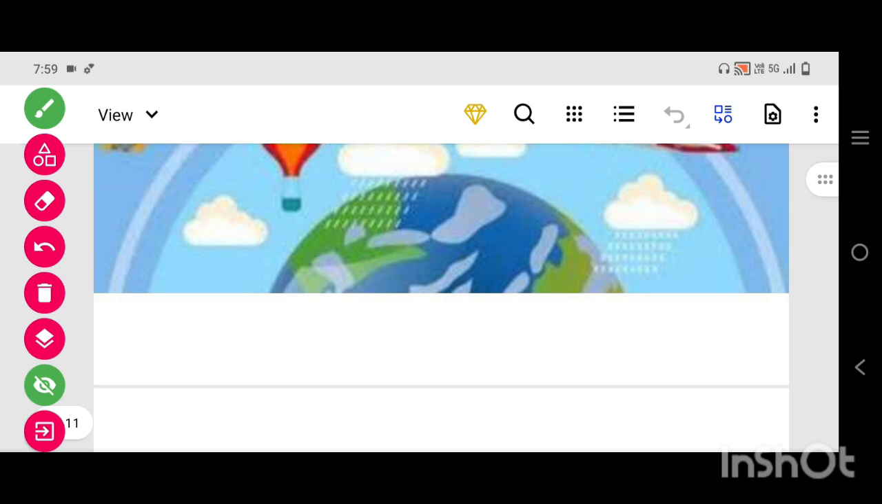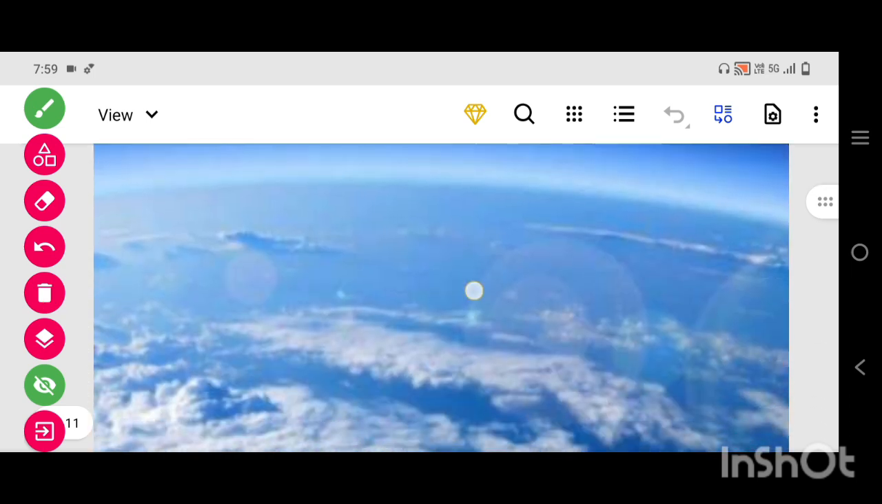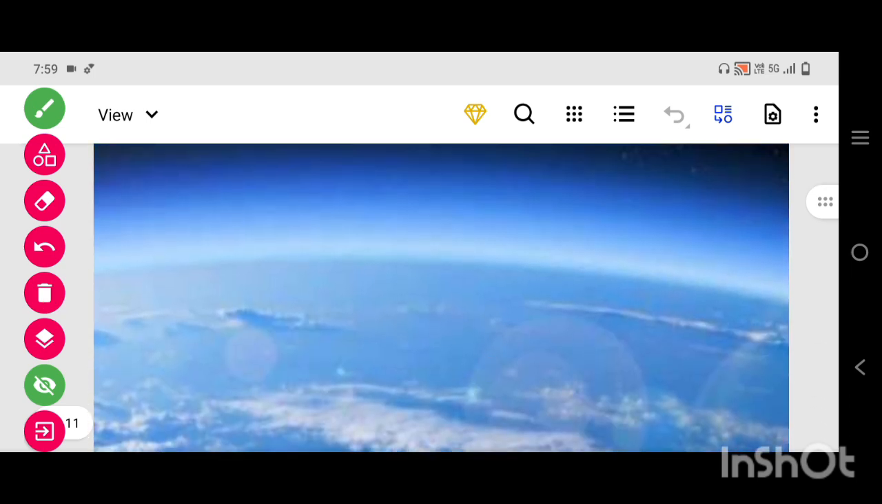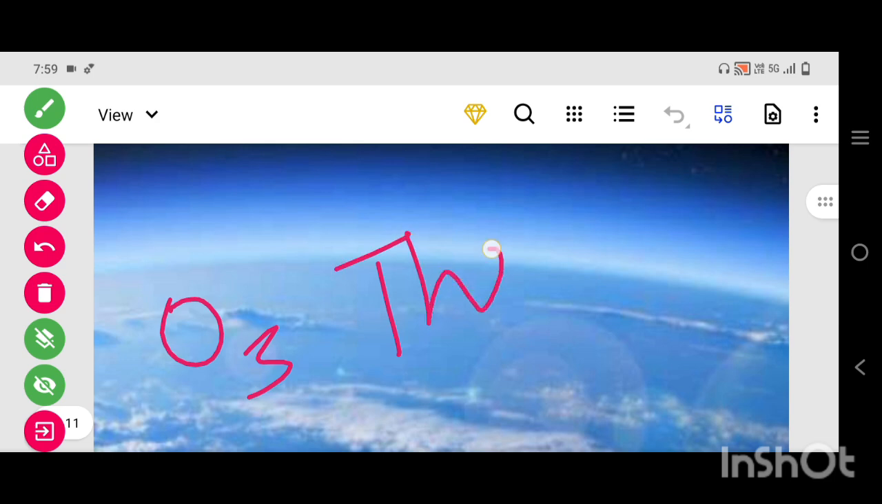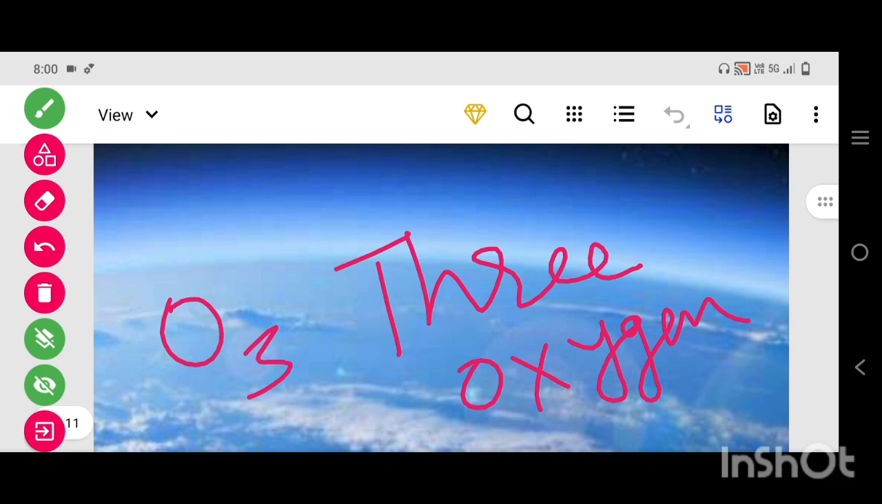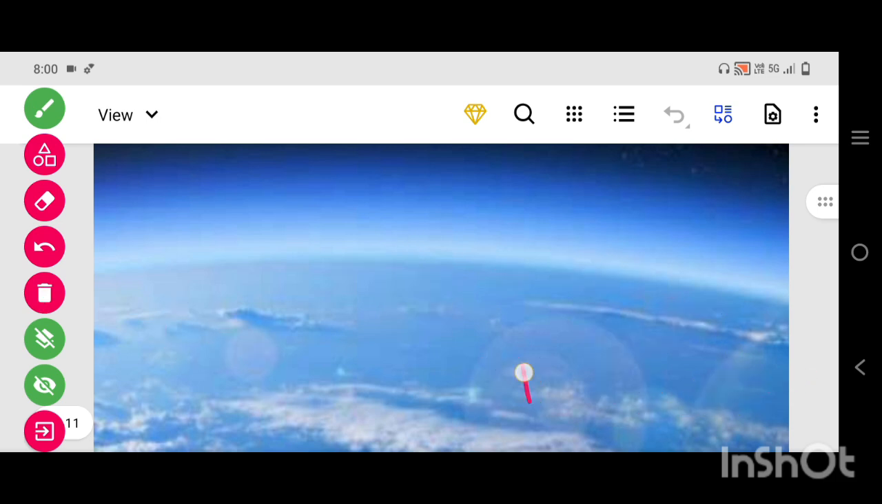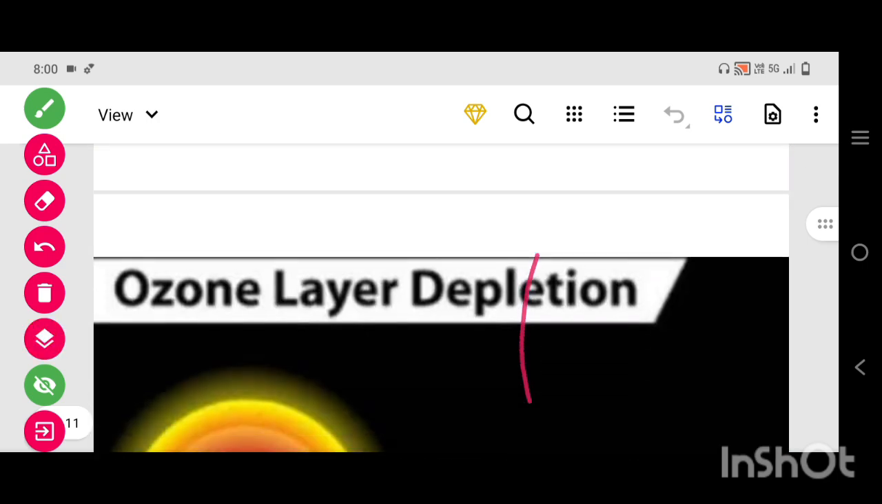So how does this ozone look like? Let us see in the picture. You can see the top layer of some gases. This is ozone gas. I have told you the formula of ozone is O3. This is three oxygen molecules. Now move to next slides.